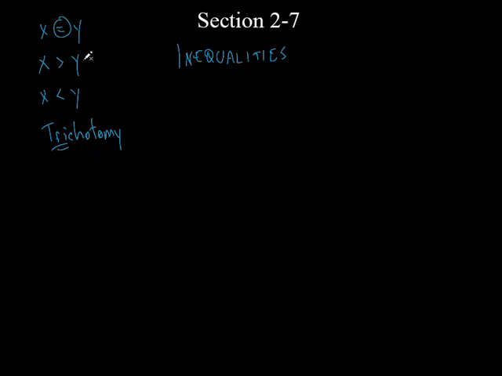Trichotomy just means there's three things that are true about this. Either two numbers are equal to each other, one is greater than the other, or one is less than the other. Those are your three situations. So try to keep that in mind right there. We know about the inequality symbols, don't we?